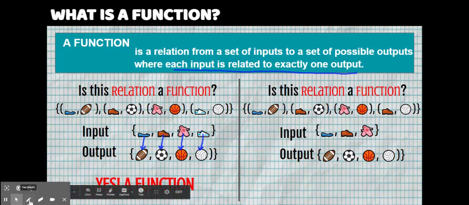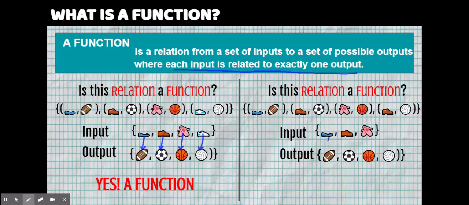So let's look at the relationship. So my blue flat goes to my football. My boot goes to my soccer ball. My pink ballet goes to my basketball. But the boot also goes to my volleyball? Well, that doesn't make the definition true. Each input is related to exactly one output, and that is not the case here.